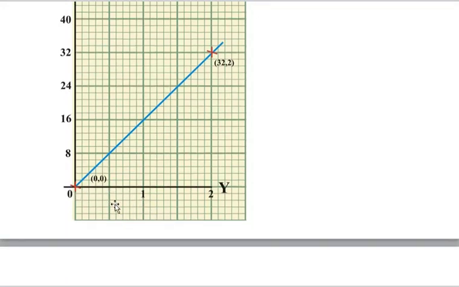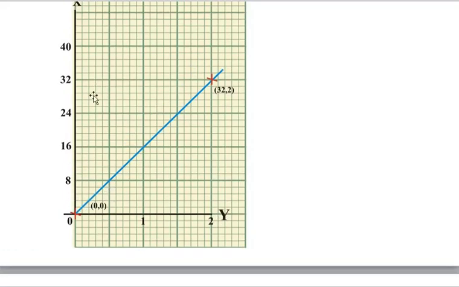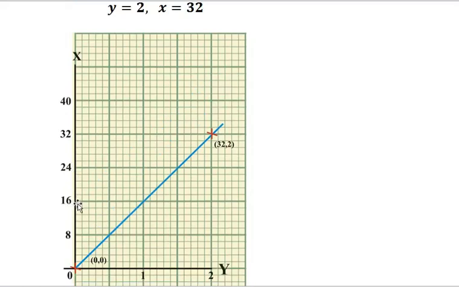I will take 2 large squares for 1 unit on the y-axis, which means that the next 2 large squares will show the next 2 units on the y-axis, and on the x-axis I will take 1 large square as 8 units on this vertical axis. So the second large square will represent 16 units, the third large square will show 24 units, the fourth large square 32, and the fifth large square will show 40 units.